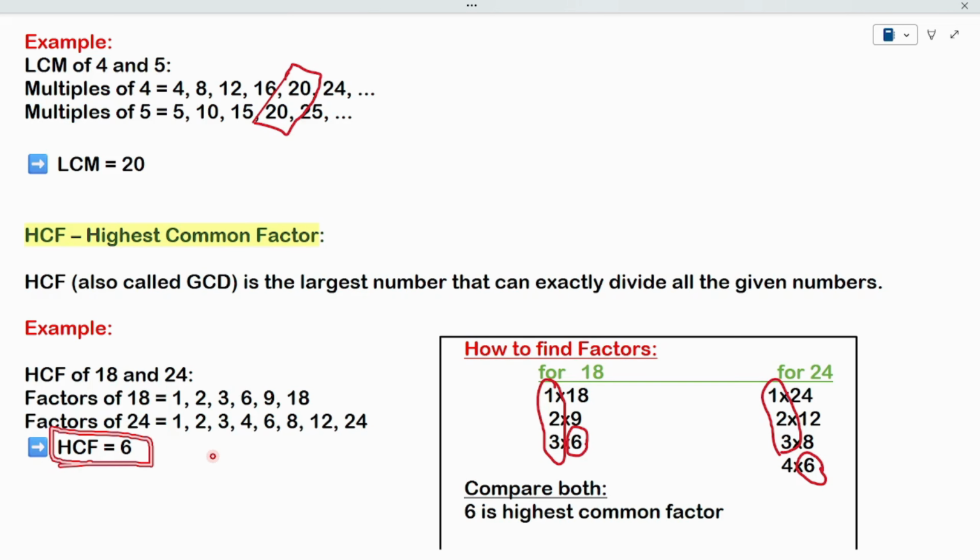Simply, to find the highest common factor, we need to write the factors of the two numbers which are asked. After that, we need to compare both sets of factors. We need to find the common factor which is the highest number. In this given example, comparing these two sets of factors, I got the number 6 as the highest common factor. So I can say this is the HCF.